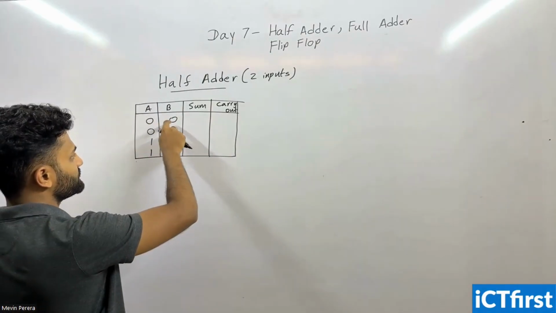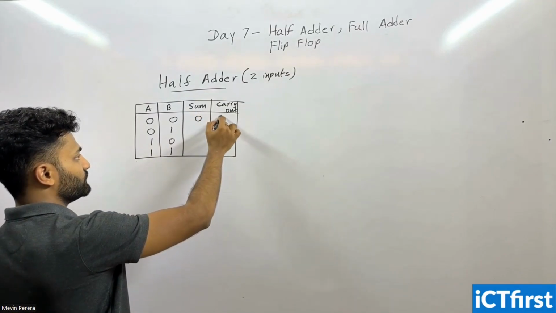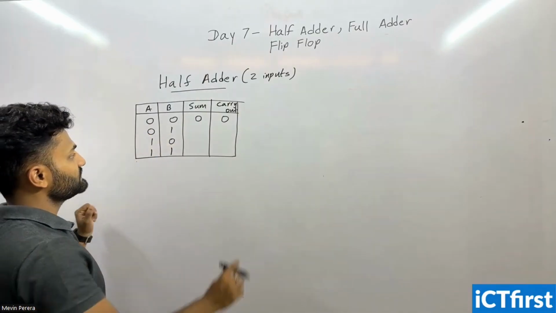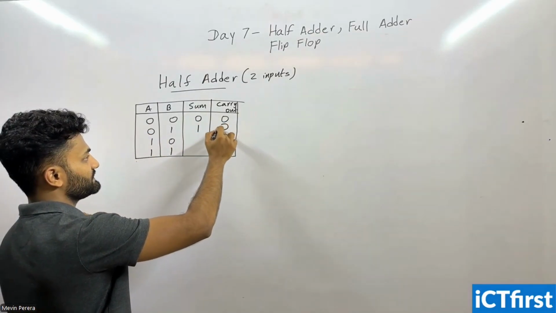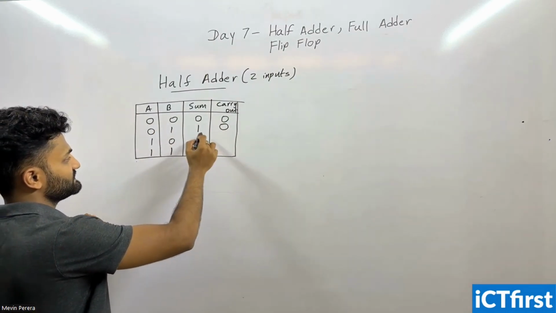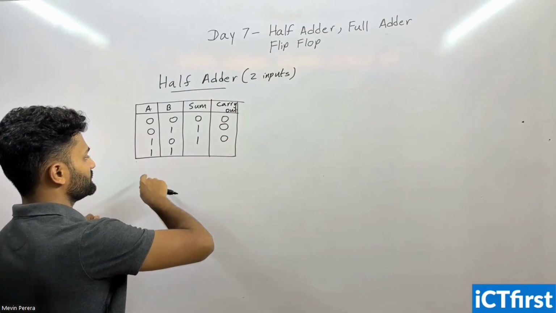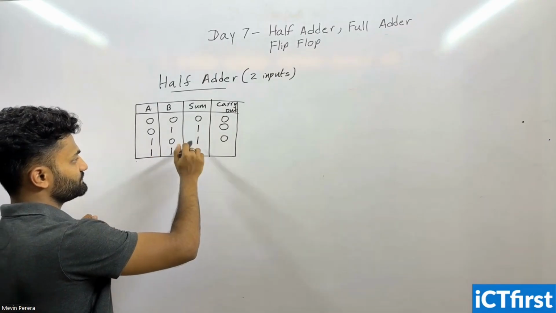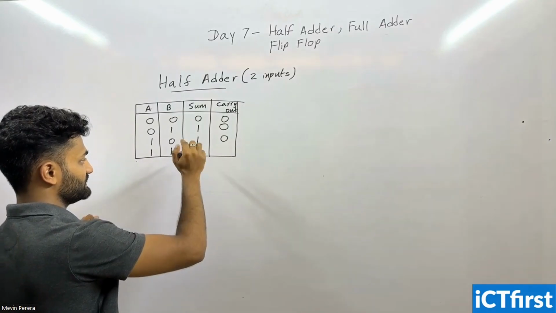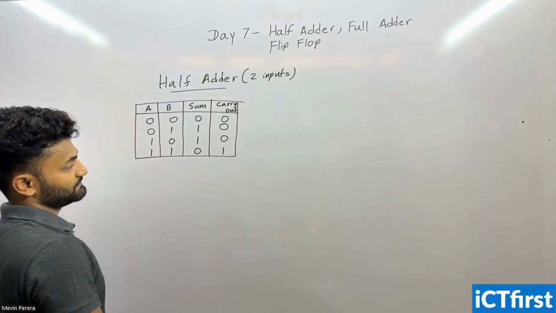When we add 0 and 0, the answer is 0, and there is no bit carried forward. When we add 0 and 1, the answer is 1, with nothing carried forward. Then we have 1 and 0, the answer is still 1, with nothing carried forward. But when we add 1 and 1, the answer is 0, and we carry a bit forward, which is 1.